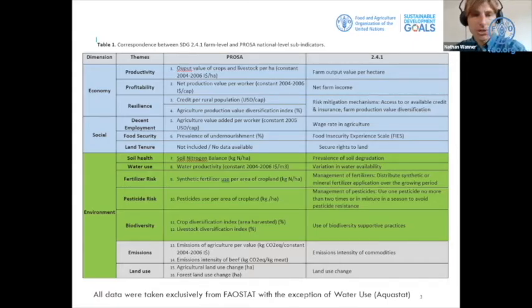And then we have themes within each of these dimensions, similar to 2.4.1, which are for the economic theme, productivity, profitability, and resilience, for the social, decent employment, food security, and land tenure, and for the environment, soil health, water use, fertilizer risk, pesticides risk, and biodiversity, in addition to two indicators that we added a little bit late in the process, which we decided were quite important nonetheless in measuring this progress towards sustainable agriculture, which were some indicators on emissions and land use.